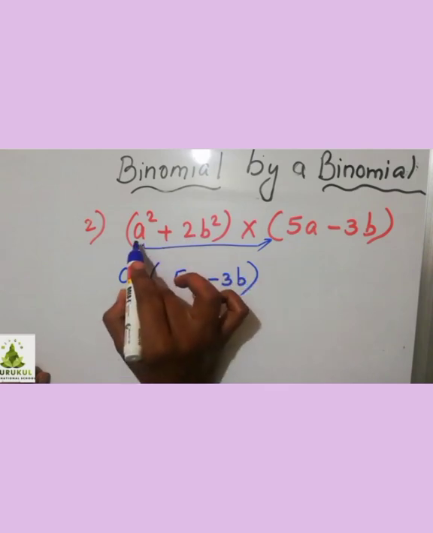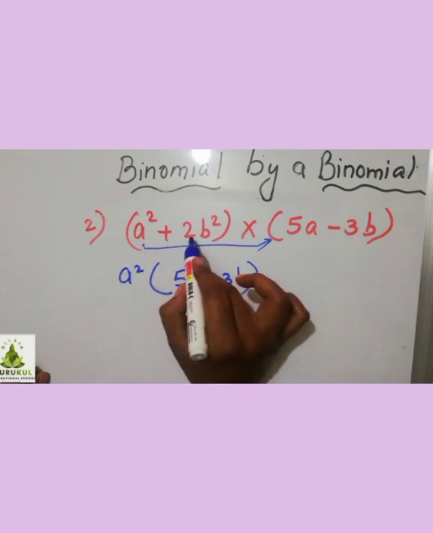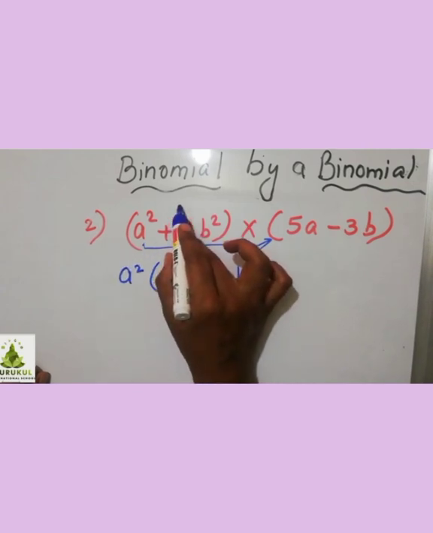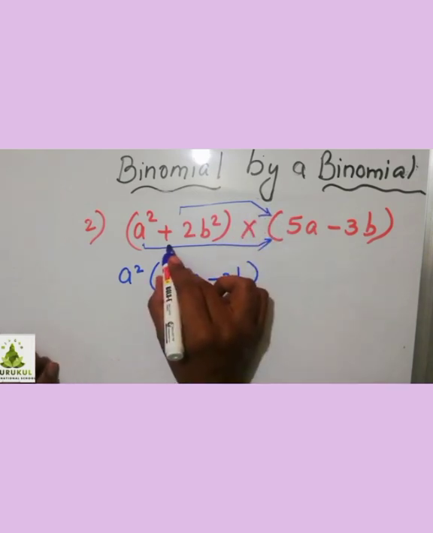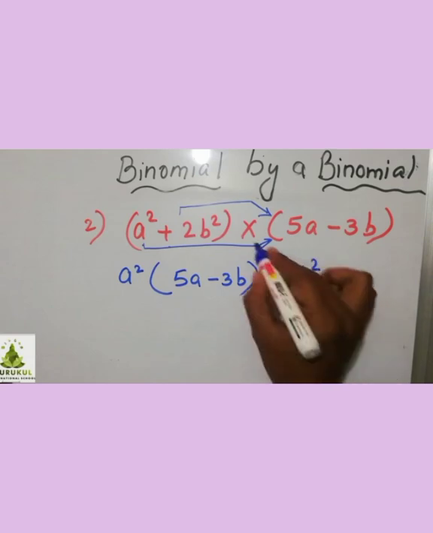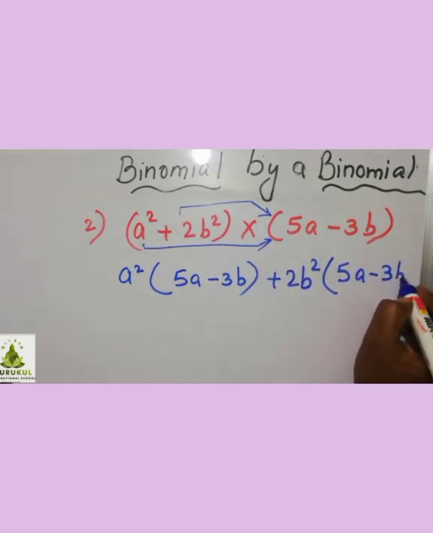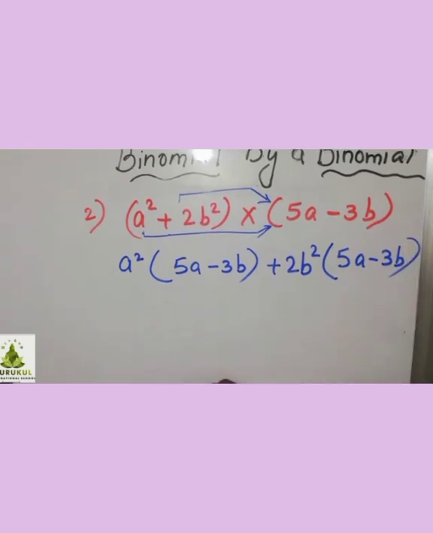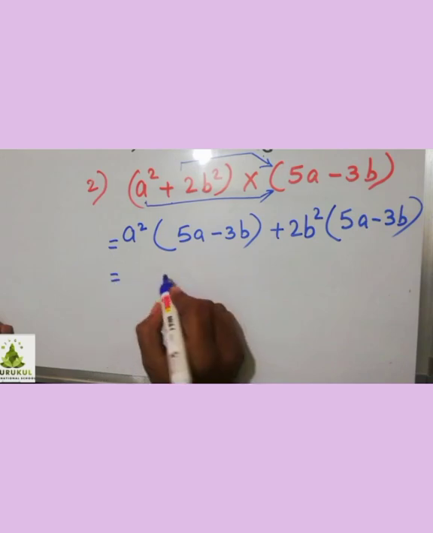Along with the sign, whatever may be the sign, what if it is a minus sign here, you have to take that sign also. So take the second term now along with the sign and multiply this bracket. Now here it is plus 2b square, plus 2b square into the full bracket 5a minus 3b. Is this much clear to you? Now you know how to open the bracket. This is the first step. This is the second step I am going to do.